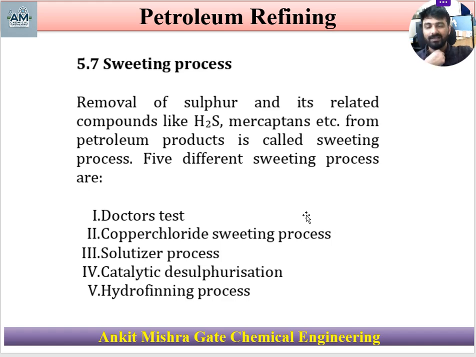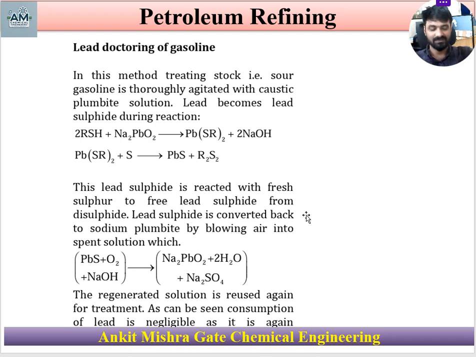Now coming to the sweetening process. Sweetening is the process of removal of sulfur compounds like H2S and mercaptans from the petroleum product. There are five different kinds of sweetening process: the Doctor sweetening process, copper chloride sweetening process, Solutizer process, catalytic desulfurization, and hydrofining process. First I will start with the Doctor process. The only thing that can be asked here is what compound is used to remove the sulfur compounds, which is sodium plumbite, Na2PbO2, and here you can see that sulfur is removed from the petroleum product.